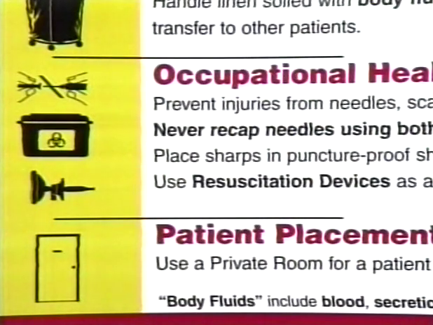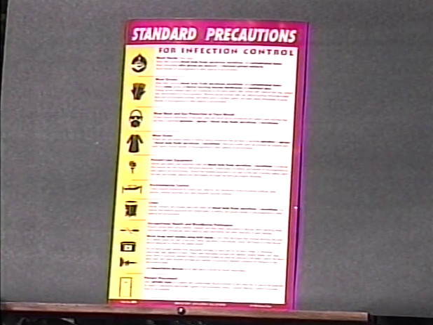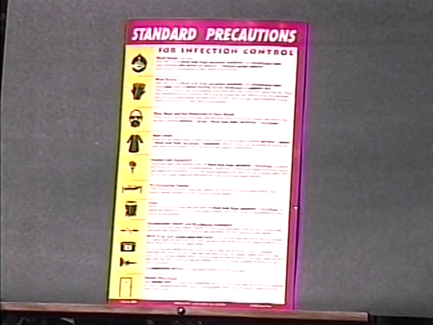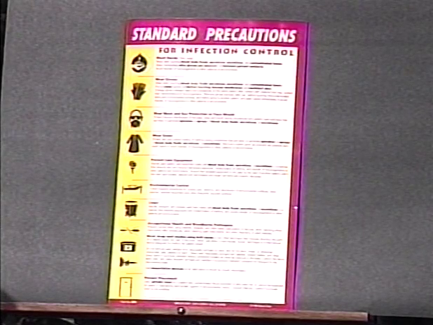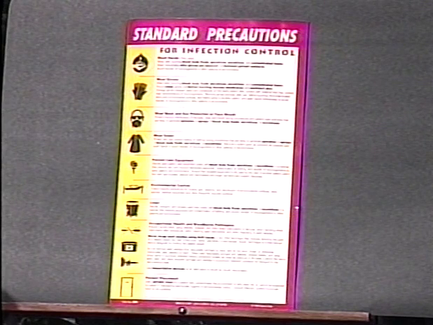Patient placement. Use a private room for a patient who contaminates the environment or who does not or cannot be expected to assist in maintaining appropriate hygiene or environmental control. Consult infection control if a private room is not available. You will use these standard precautions for all residents.